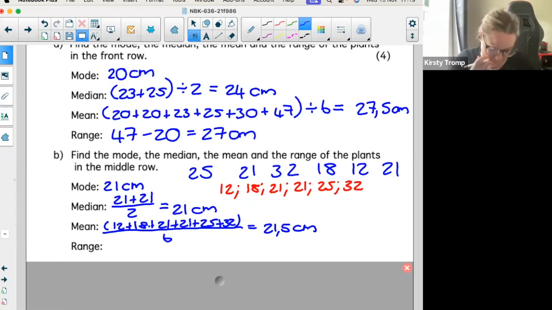Hi, Christian. How are you? I'm good, thanks. How do we get the range, Christian? You take the highest number and minus it with the lowest number. Fantastic. And what is that? 32 minus 12. Well done. And that would give you? 20. That gives you 20. I nearly said 10. 20 centimeters. Well done. Thanks, Christian.